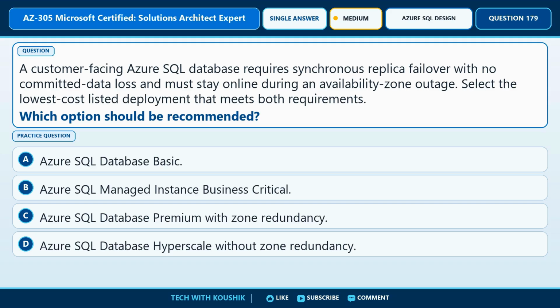Choice A, Azure SQL Database Basic. Choice B, Azure SQL Managed Instance Business Critical. Choice C, Azure SQL Database Premium with Zone Redundancy. Choice D, Azure SQL Database Hyperscale without zone redundancy.